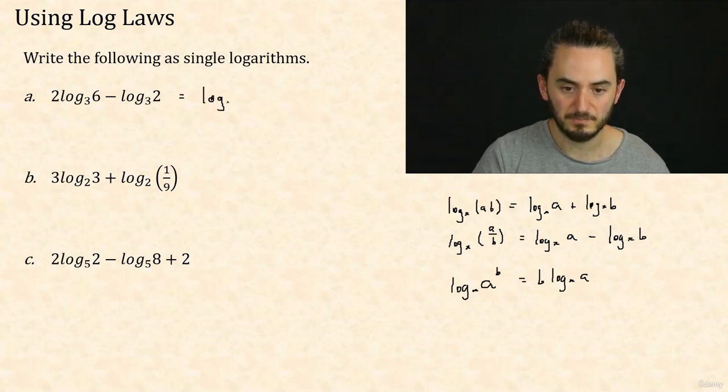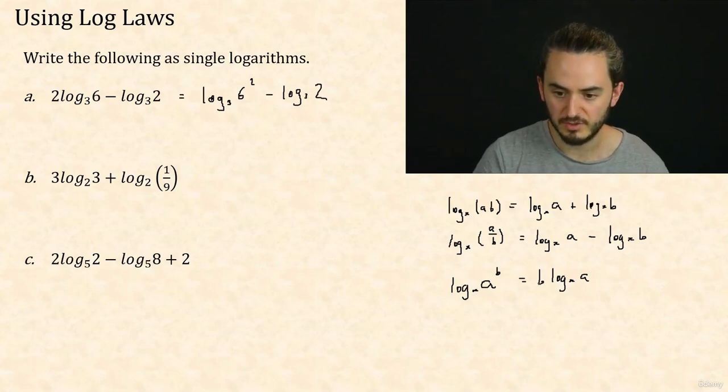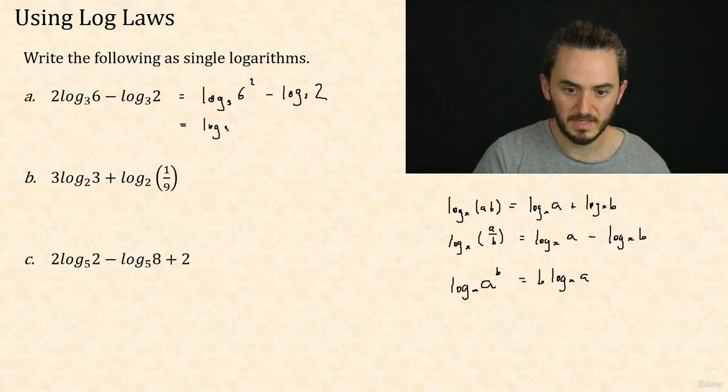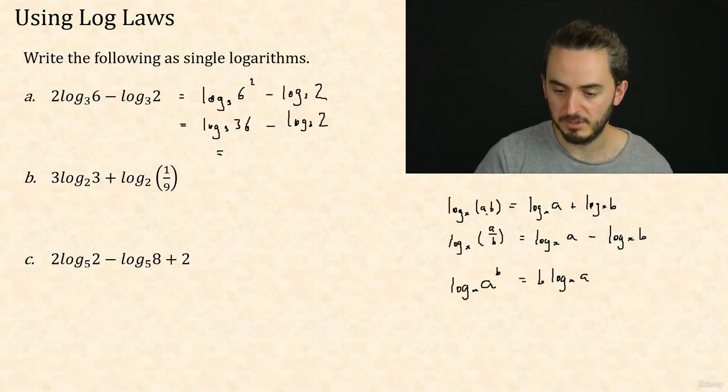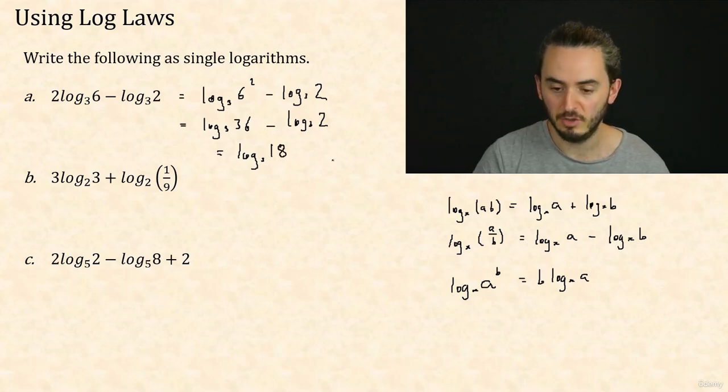That is the same as log base 3 of 6 squared minus log base 3 of 2. That's just this law. Okay, we had the coefficient at the front and we just moved it up as a power up here. Okay, so that is log base 3 of 36 minus log base 3 of 2. And finally, now we can use our subtraction law, because I can just have that as log base 3 of 36 divided by 2, which is 18. So there it is as a single logarithm.